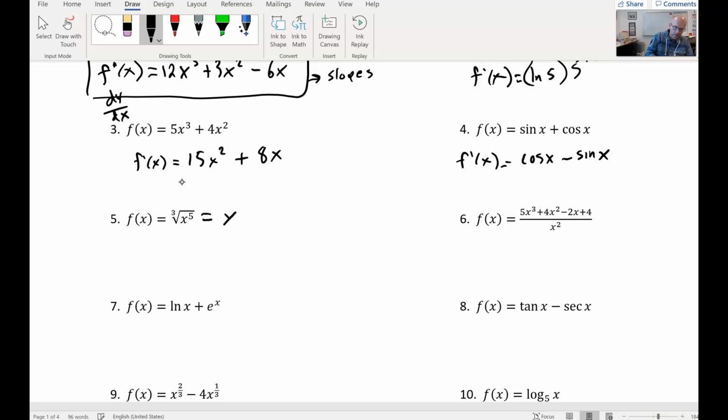Because I could rewrite this as x to the 5/3 power. Remember, if I'm writing a fractional exponent, the number on top is the power and the number on the bottom is the root. So this is the exact same thing as that.